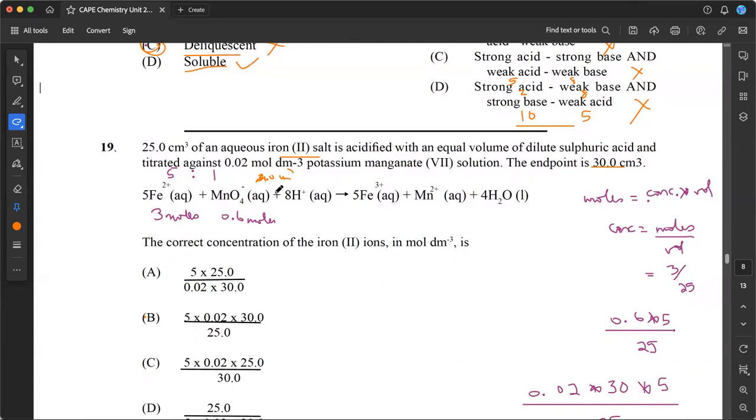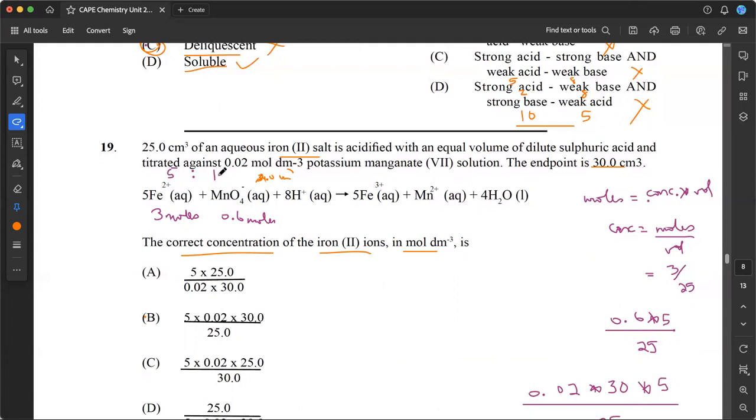So let's look at this equation that they give us now. They're asking us to find the correct concentration of iron ions in mole per dm cube that was in that sample, right? So when we look at the balanced equation, we can come up with our mole ratios as to how many moles of iron is going to be reacting with the potassium manganate, right? And we see that there's a 5-to-1 mole ratio, right?